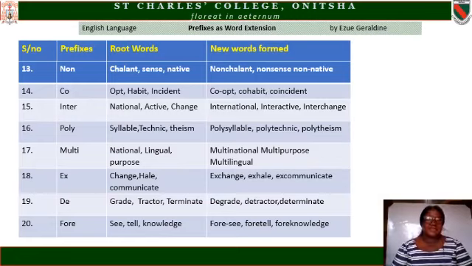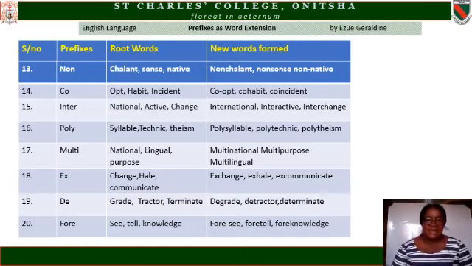Then we have another root word, poly. Poly means many. Poly and multi, they mean the same, many. So we have syllable, we know what a syllable is. And when we add the prefix poly to syllable, it gives us polysyllable. Polysyllable, that is more than two syllables, because monosyllable means one syllable, disyllable means two syllables, but more than two now becomes poly, many syllables.